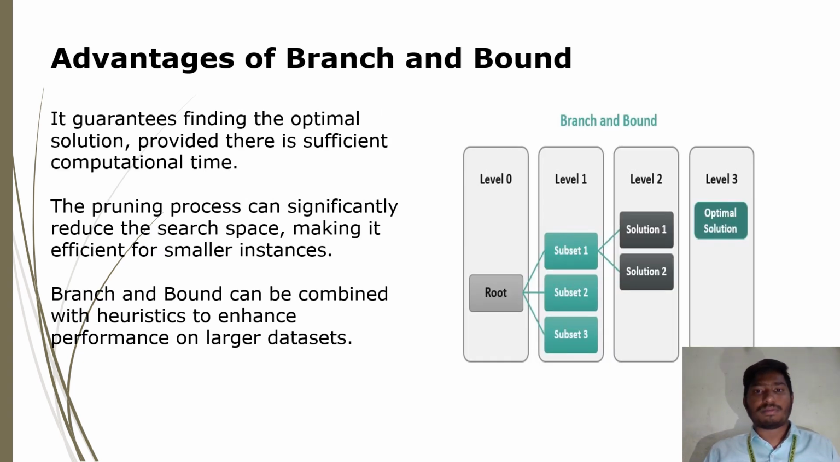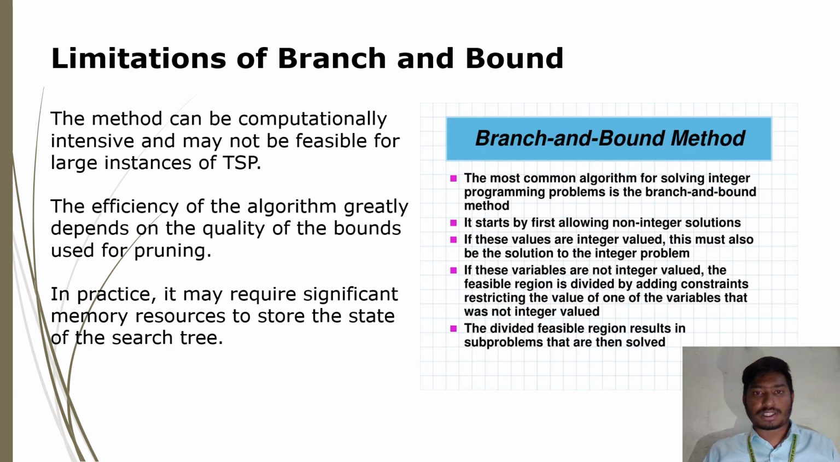Advantages of branch and bound. It guarantees finding the optimal solution, provided sufficient computational time. The pruning process can significantly reduce the search space, making it efficient for smaller instances. Branch and bound can be combined with heuristics to enhance performance on large datasets.